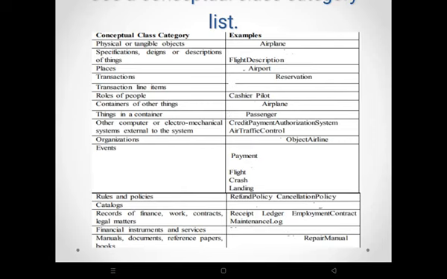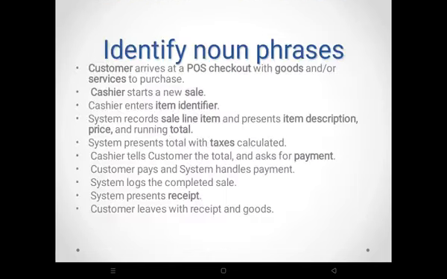The first step is to identify the conceptual classes. What are the conceptual classes? We found airplane, flight description, airport, reservation, cashier, pilot, passenger, payment, flight, crash, landing, receipt, ledger, repair manual. These are all called conceptual classes. If you fill this table, you can get n number of conceptual classes. What is the next technique to identify the conceptual classes? With the help of noun phrases.